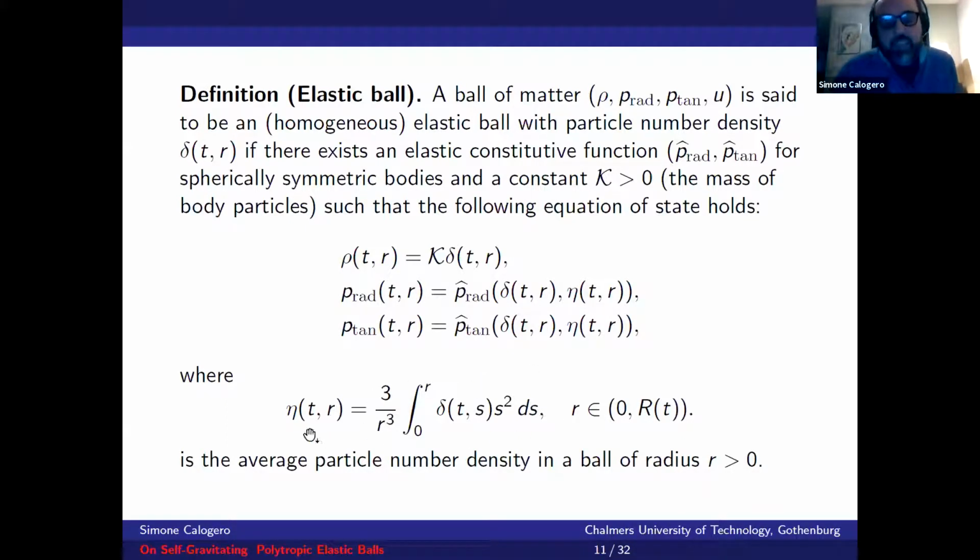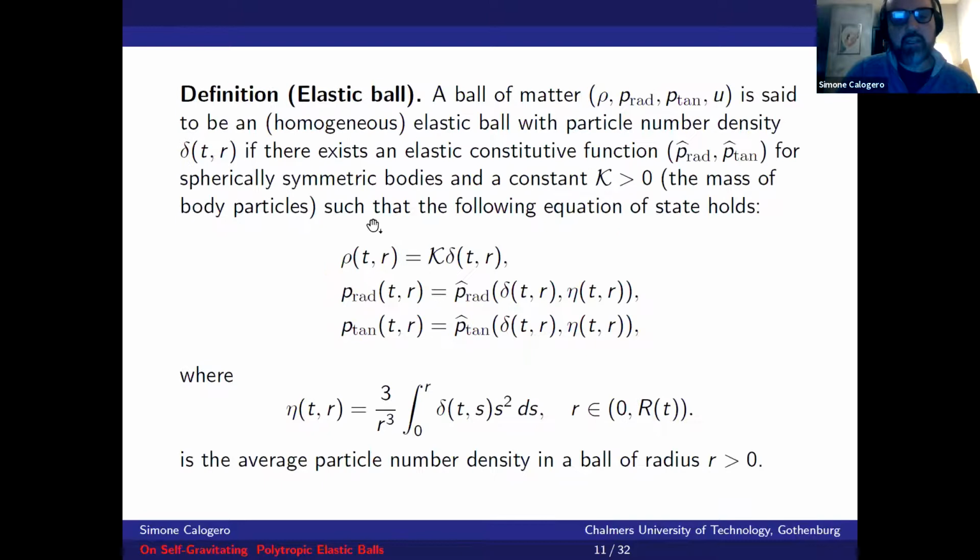And this is in the case of a ball, because we are in spherical symmetry, so a single body is either a ball or a shell. What I'm giving here is the definition of an elastic ball, because that's what I'm going to focus on in this talk. But you can define in a similar way also what an elastic shell is. The only difference is the definition of the function eta. Here, because I'm in the case of a ball, I'm integrating from the center, starting from 0. But when you have a shell, then you start integrating from a positive radius, which will be the inner radius of the shell.